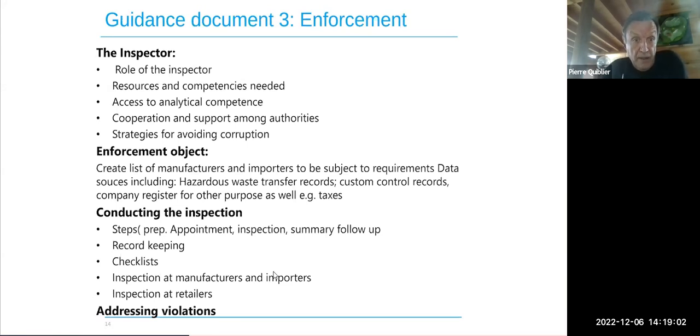How to keep your records, your checklist, the inspections at manufacturers and importers level, as well as inspections at retailers, and how to address the violations. All this very detailed, very practical set of information is again provided in this guidance document. Next, please.